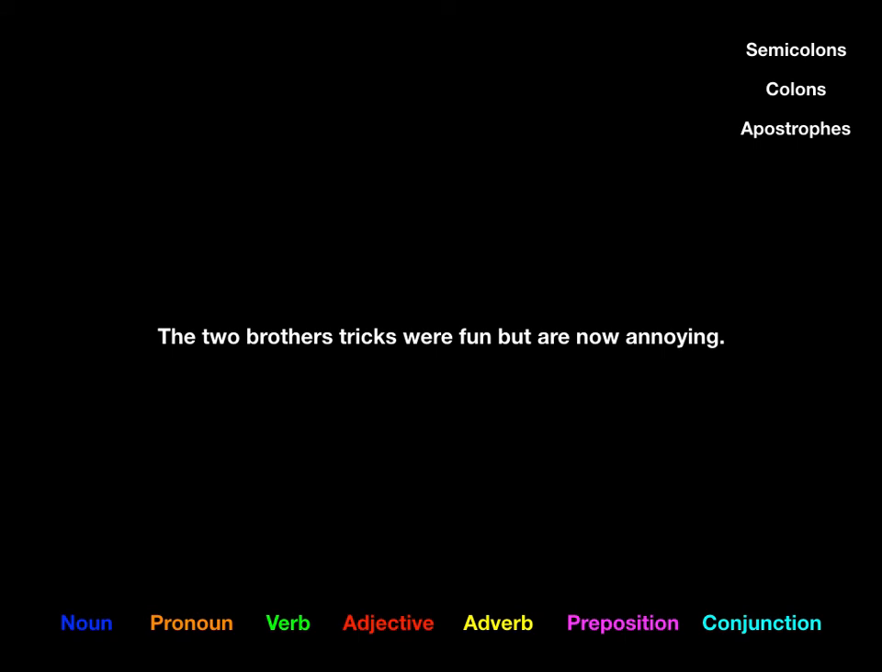The two brothers' tricks were fun, but are now annoying. Within this example, we'll note the adjectives brothers, which is showing ownership of the tricks. Therefore, we are dealing with an issue of apostrophes. Now, will we place the apostrophe before the S or after? Since there are two brothers, we need to denote this by placing the apostrophe after the S. The two brothers, S apostrophe, tricks were fun, but are now annoying.